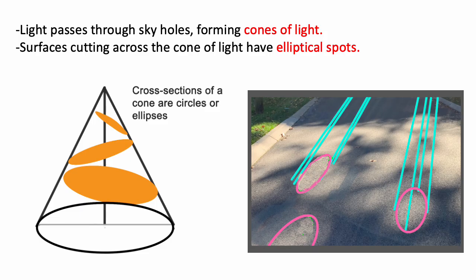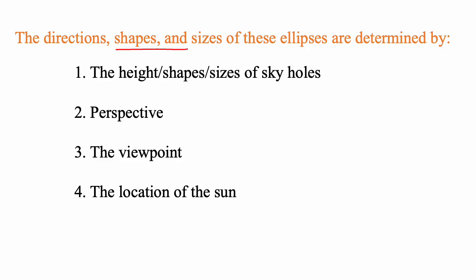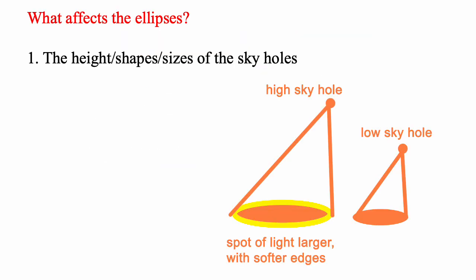When light passes through a sky hole, it widens to a cone of light, and surfaces cut through that cone, like pavement or grass, and they acquire round elliptical spots. So we can see these elliptical spots on the pavement. The direction, shapes, and sizes of these ellipses are determined by the height, shape, and sizes of the sky holes, perspective, the viewpoint, and the location of the sun relative to the surface. Compared to a low sky hole, a high sky hole creates an ellipse that is larger with softer edges.